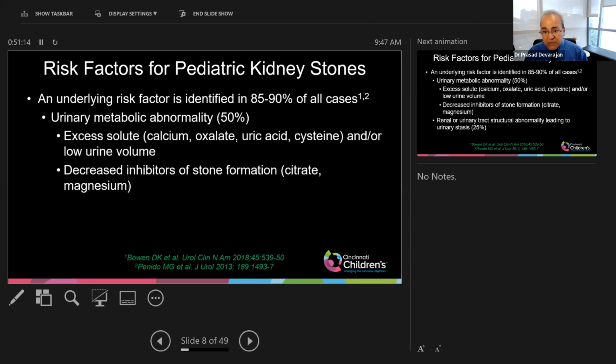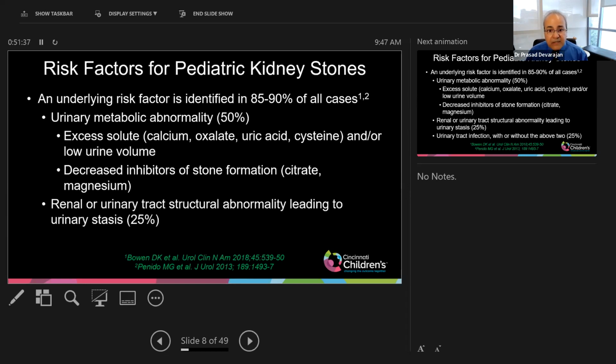And the way that works, of course, is that even if we have a lot of calcium in the kidney and in the tubules, if there is enough citrate, the calcium will bind to citrate and that forms a soluble complex and we just pee it out. But if there's not enough citrate, even normal calcium in the kidney can cause supersaturation with oxalate and phosphate. So that's 50%. The other 25% is because of renal or urinary tract structural abnormalities.